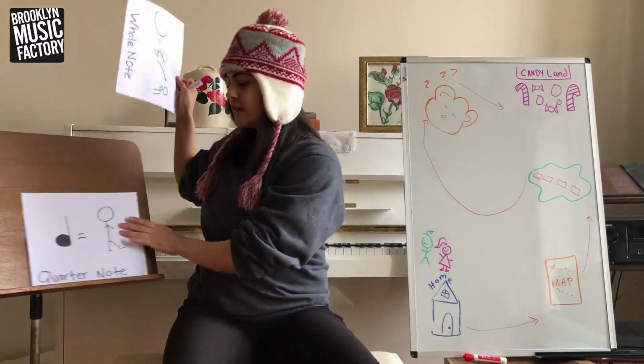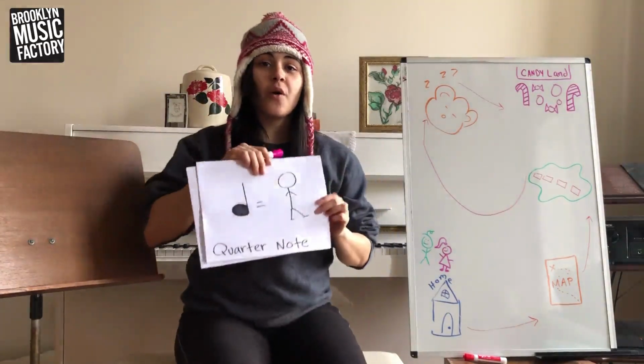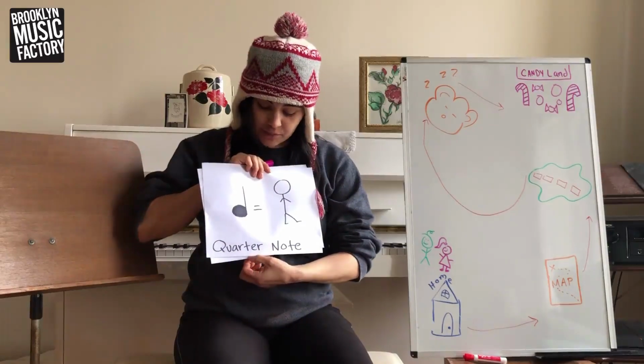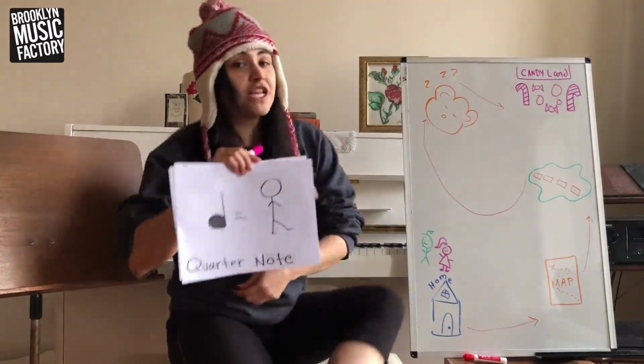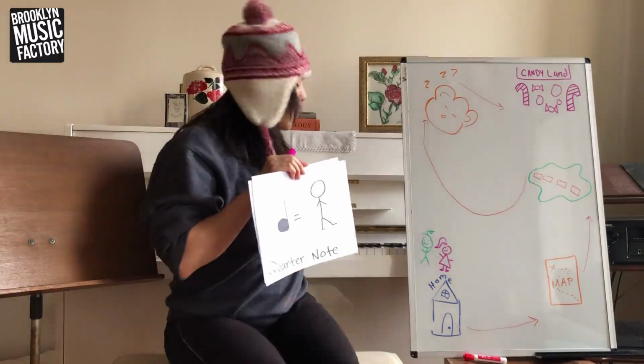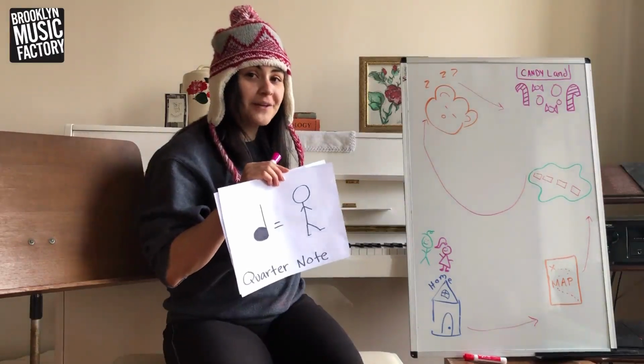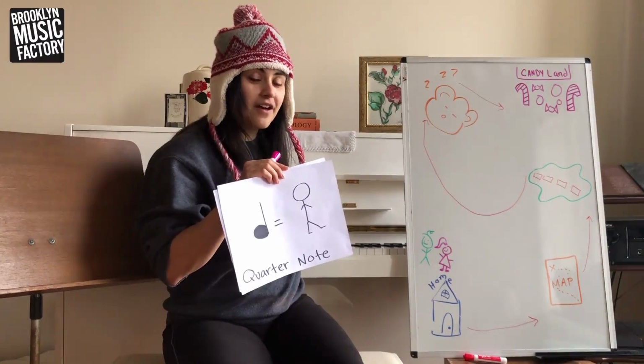The first one is we're going to simply walk, and we're going to use the quarter note symbol in order to walk, okay? So it's going to sound a little like this. Walk, walk, walk, walk, okay?